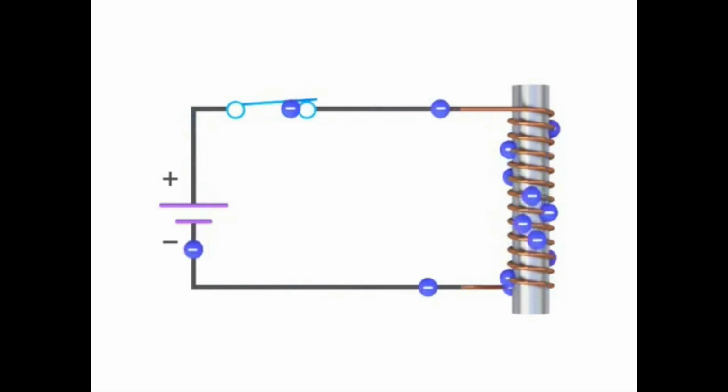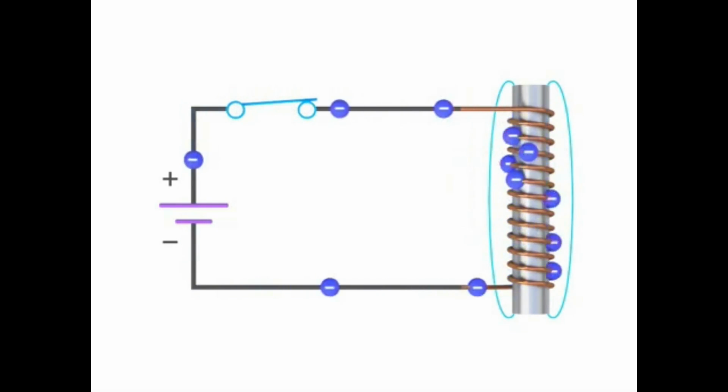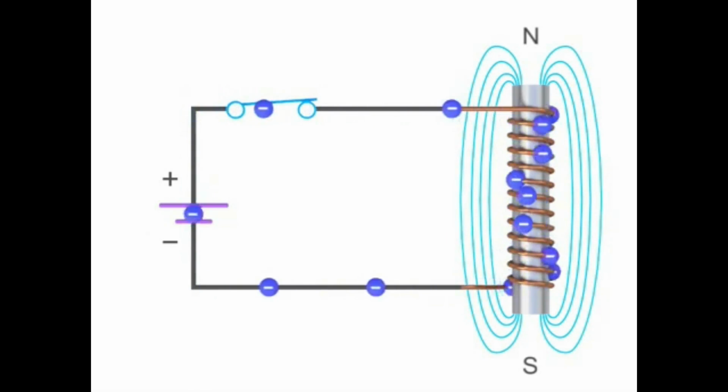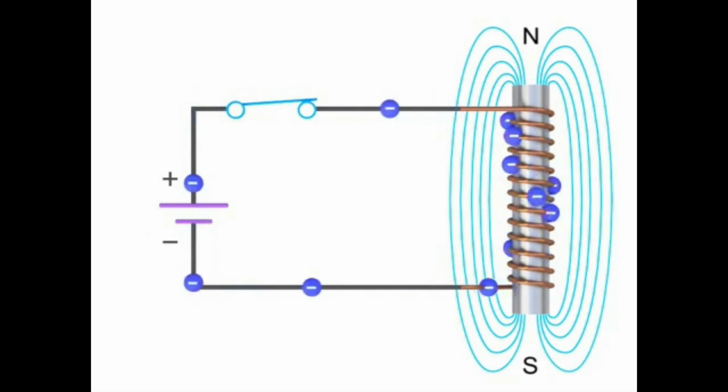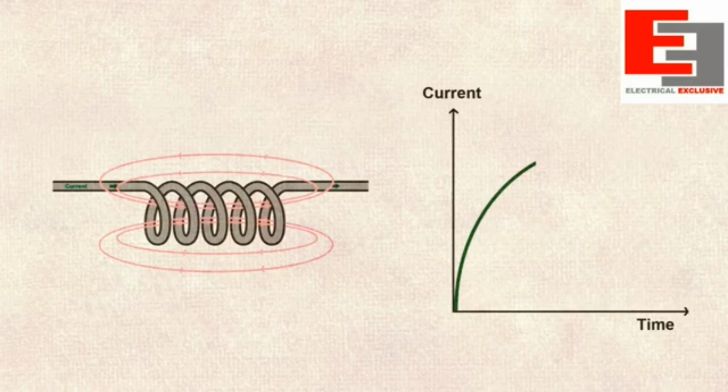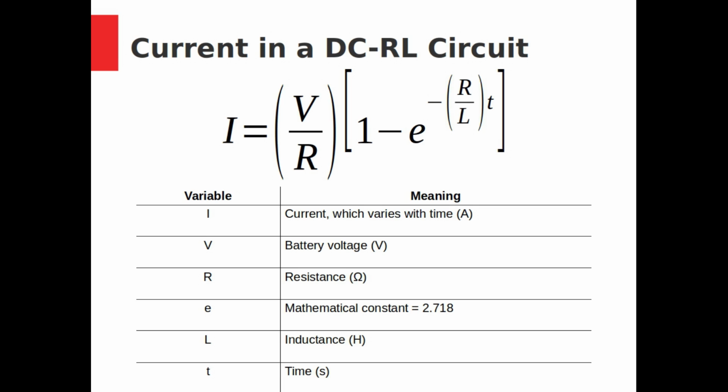But an inductor tries to prevent changes in current. So if an inductor is introduced to the circuit, what started as an instantaneous jump in the current turns into a gentle rise that looks like this. So the current in the circuit changes over time. The current at any time is given by this equation. I equals the maximum current, V over R, times 1 minus e to the negative R over L times time.